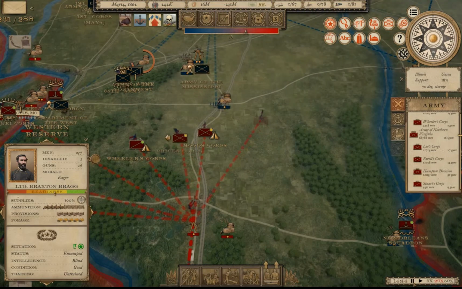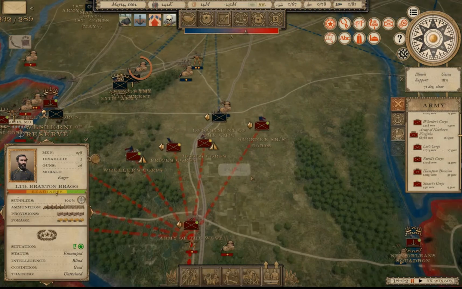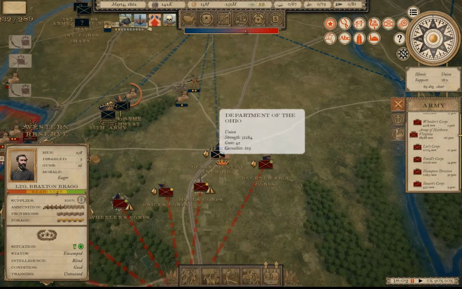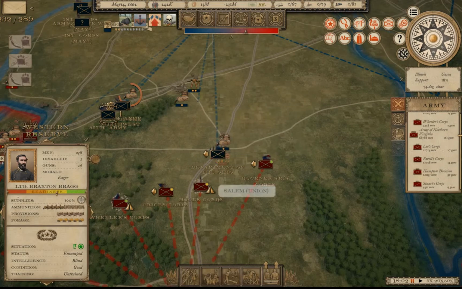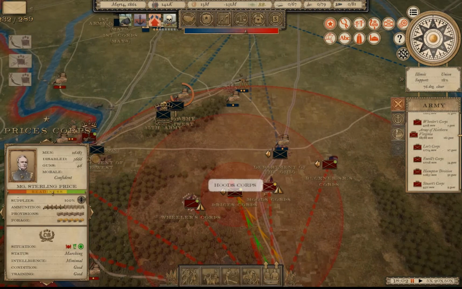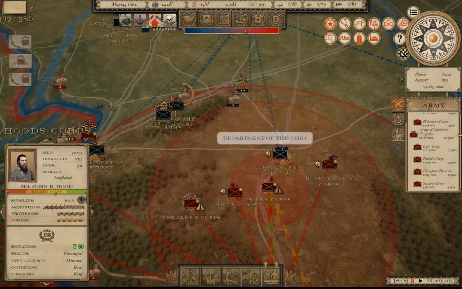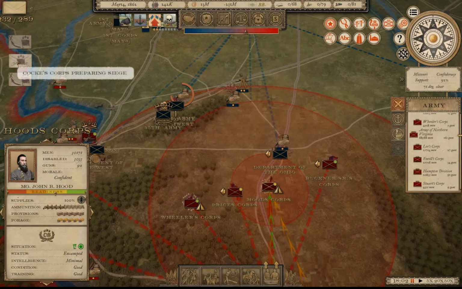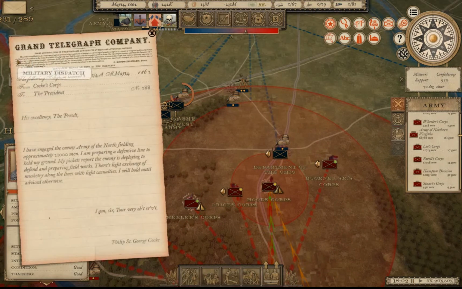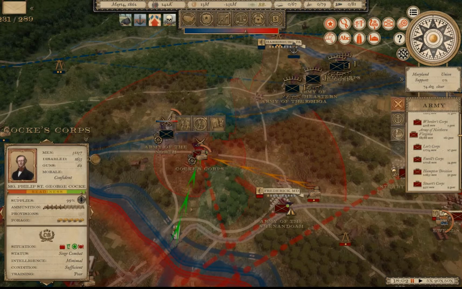Now May 14th. Department of Ohio, with about 31,000 men, looks like they've been isolated, which gives us a perfect opportunity. We might be able to pick off another Union corps. Cox's Corps is preparing a siege. Cox's Corps has gone low on provisions, though.